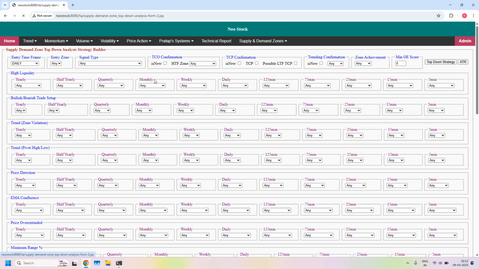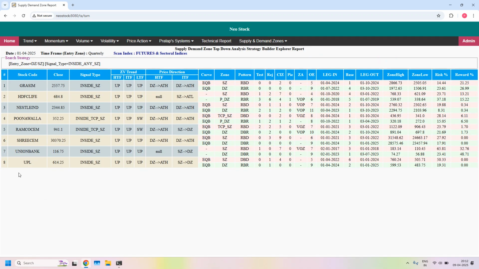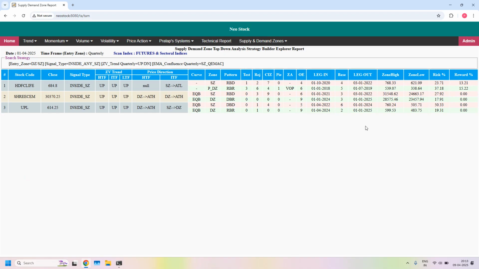Next, quarterly time frame. Price closed inside the quarterly supply zone. We got 8 stocks. Let us verify how many quarterly supply zones are having quarterly EMA confluence, and the trend on the quarterly should not be sideways. It can be up or down. We got 3 stocks.